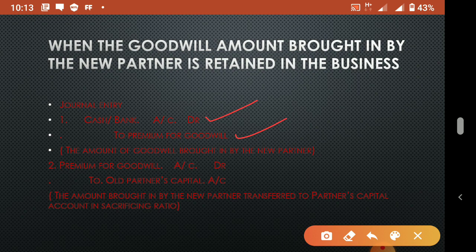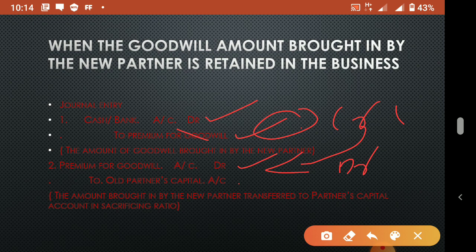Now this premium for goodwill will be shared by the old partners. So that time what will happen? This premium for goodwill will be debited. See here, here it is credit. Now the same thing is debited here, so it got cancelled. Now the cash is where? In the old partners capital account. Now the remaining entry we can say: cash account debtor to old partners capital account. That means if you prepare the partners capital account, it will be on the credit side.